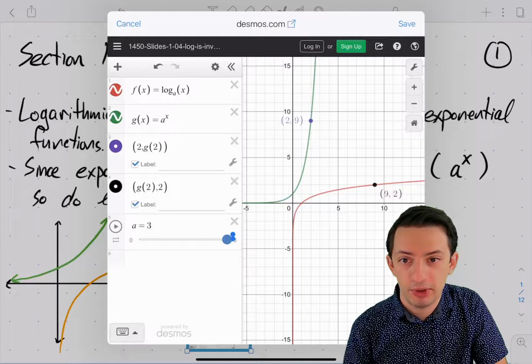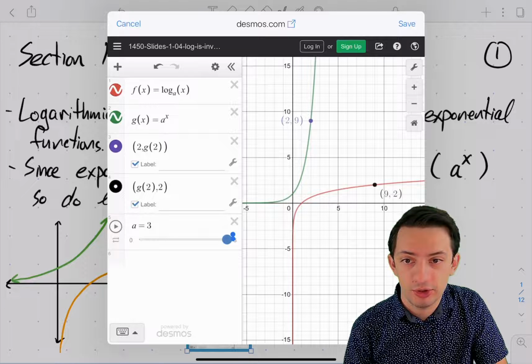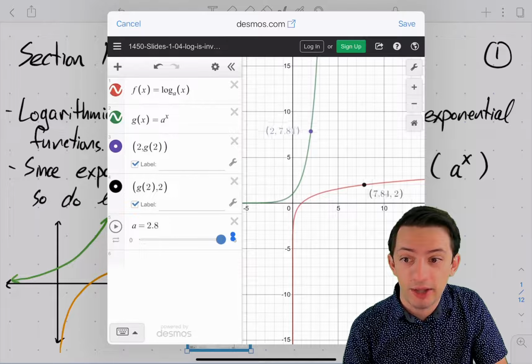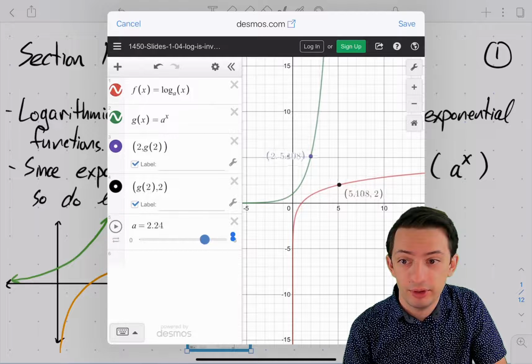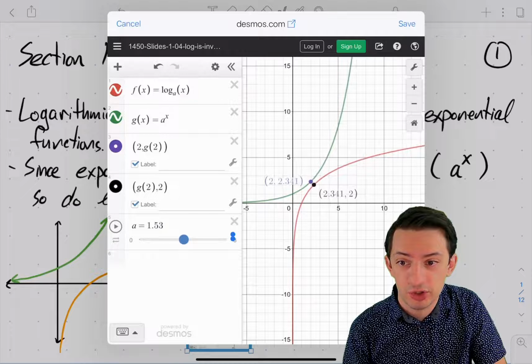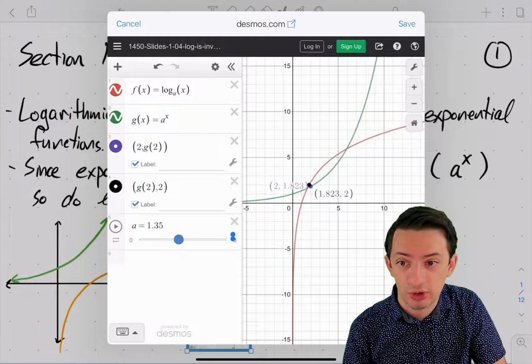So here all the way up at 3, 3 to the 2 is 9. So that's why we have the point 2,9. But log base 3 of 9 is 2. That's why on the inverse function we have 9, 2. On the other hand, if I move it down, so as we get closer and closer to 1, they get shallower and shallower. They actually cross a little bit there.